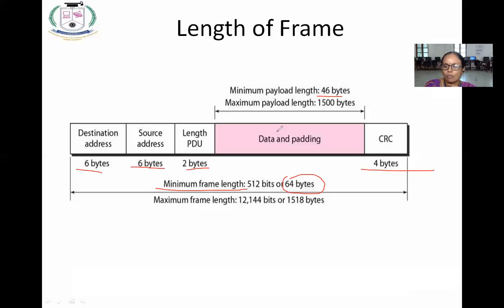What is my maximum frame length? 6 plus 6 is 12, plus 2 is 14, plus 4 is 18. So 1500 plus 18 is 1518 bytes. So it is 64 bytes or it may be 1518. This is my minimum frame length and this is my maximum frame length. You have to understand the length of the frame.